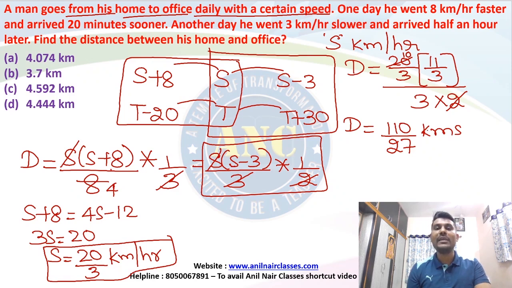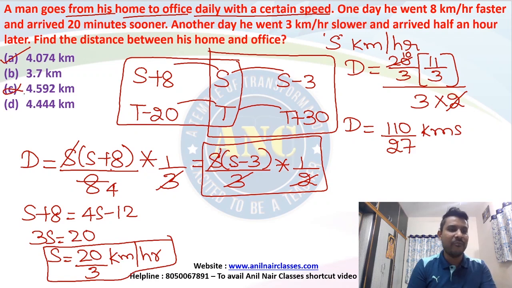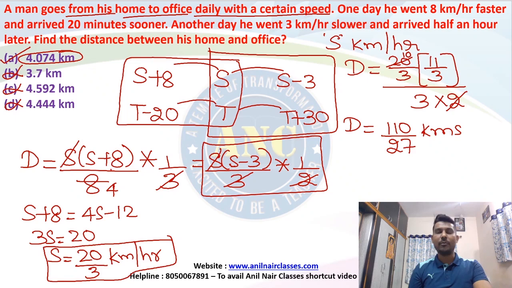27 into 4 is 108. The answer is approximately equal to 4. This is a little more away from 4. This is also a little more away from 4. 3.7 is less than 4. Definitely 110 by 27 should be 4.047 kilometers. The answer should be option A.